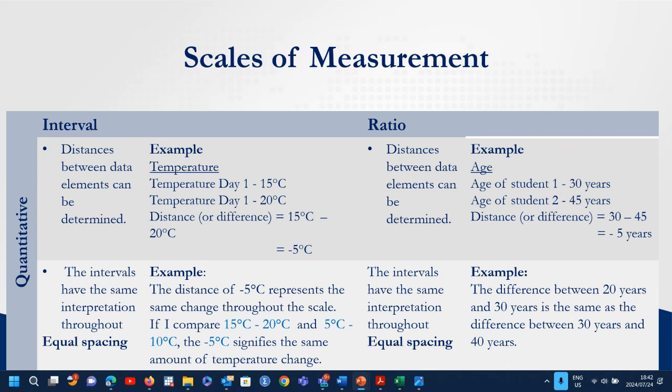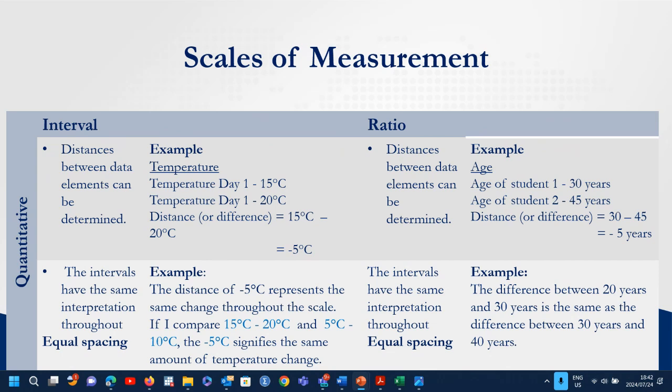And the other important feature here is that there is equal spacing. So when I move from 20 years to 30 years, and I move from 30 to 40, that gap of 10 years has got the same meaning. 20 to 30, there's a 10-year gap. 30 to 40, there's a 10-year gap. The interpretation is the same. Similarly, with temperature as an example of an interval, 15 degrees to 20 degrees, there's a gap of 5 degrees Celsius. 5 degrees Celsius to 10 degrees Celsius, there's a gap of 5 degrees Celsius. So there is equal spacing.